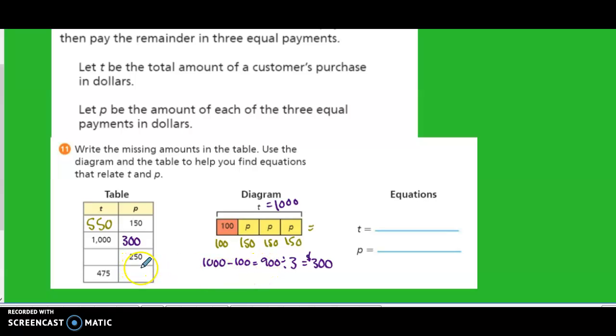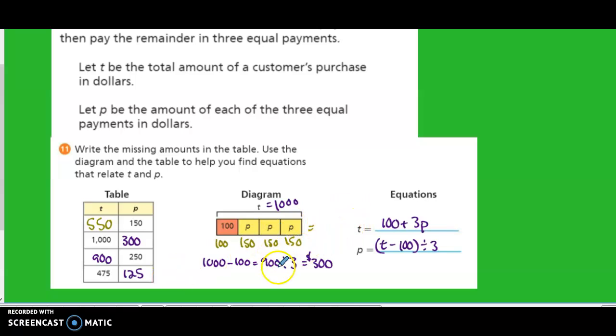You work backwards here and try to do your own and enter your answer into these remaining 2 boxes. Okay, check your answers. The total cost, if you had to pay $250, is $850. If the total cost of the item was $475, minus your $100 deposit leaves you with $375 that you owe, divided by 3 is $125 for the next 3 months.